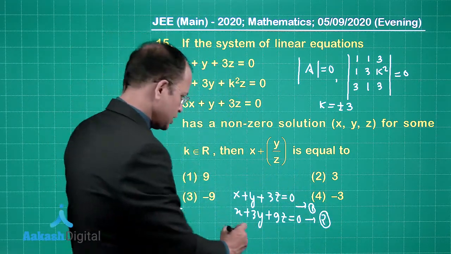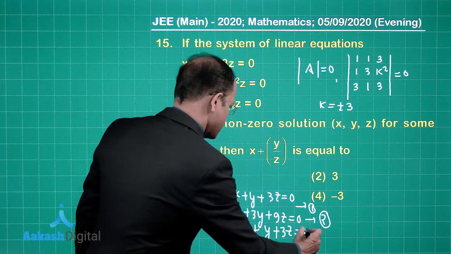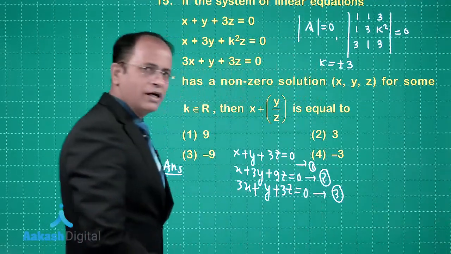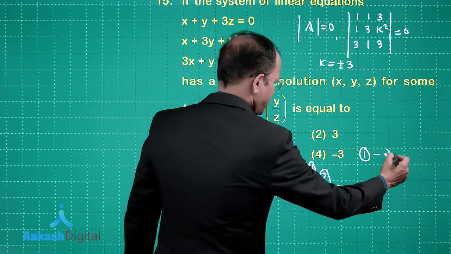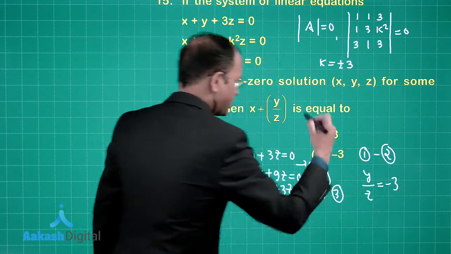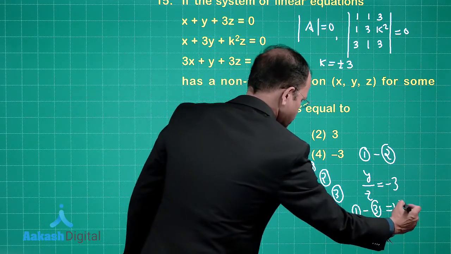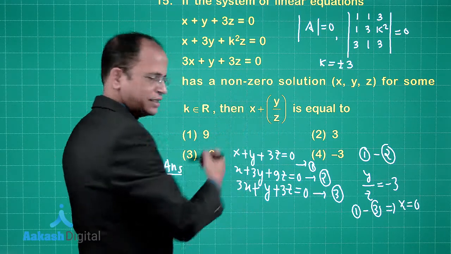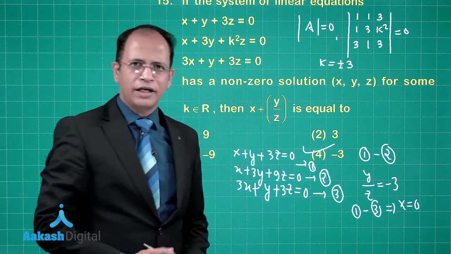And also you can see here it has been given 3x plus y plus 3z is equal to 0. This is the third equation. Now we need to understand what we can do here. A bit of algebraic operation is there. You can take 1 minus 2 here. You can just have a look at this part. We get y upon z equal to minus 3. If I talk about 1 minus 3, we get x is equal to 0. So we can substitute the values here. x plus y by z, that means x is going to be 0 and y by z is minus 3. So 0 minus 3, the fourth option is the correct one we have.